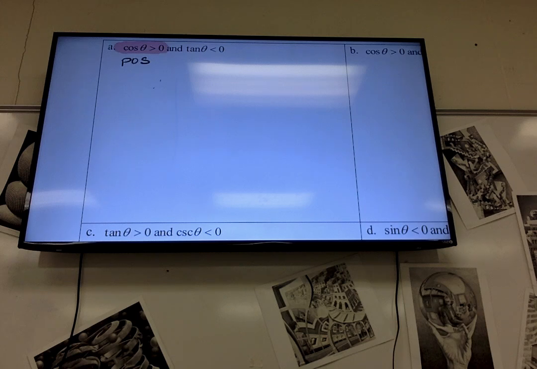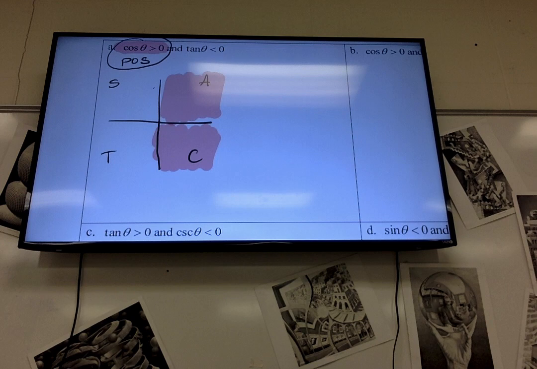Think back to the quadrants we just drew. In which quadrants is cosine positive? 4. Where else is cosine positive? 1. Yeah. 1 and 4. So cosine is positive in both 1 and 4.